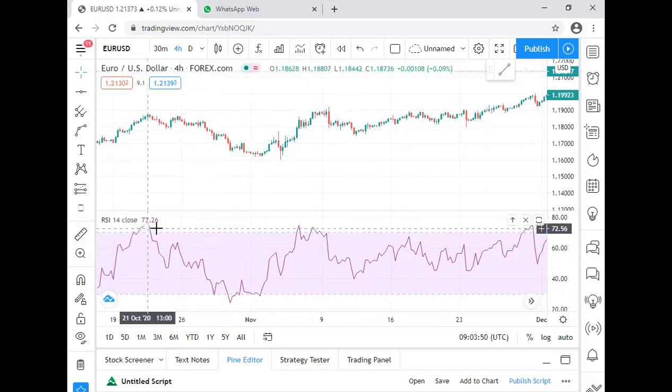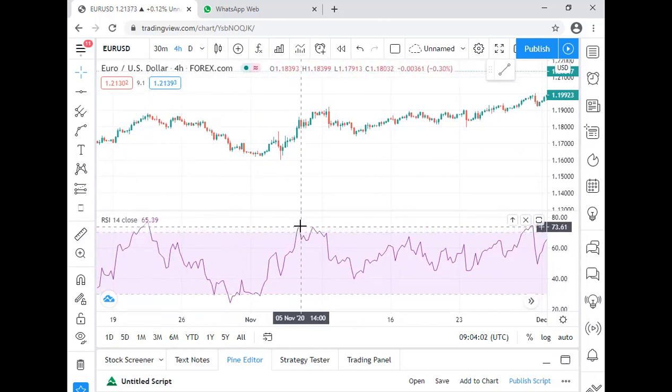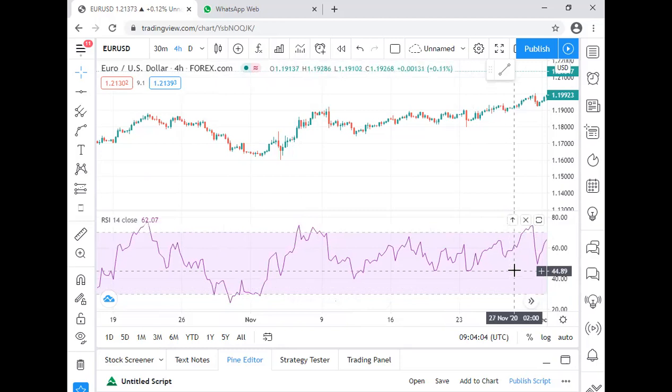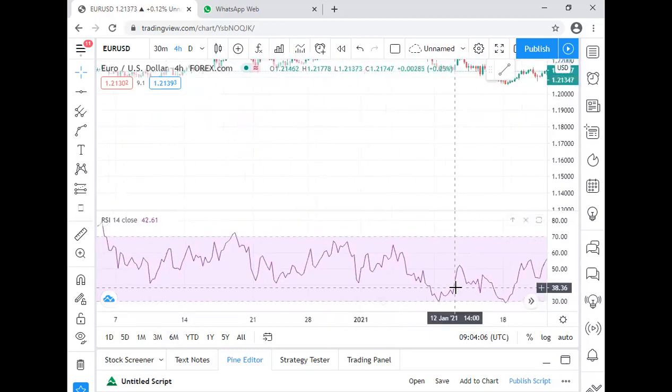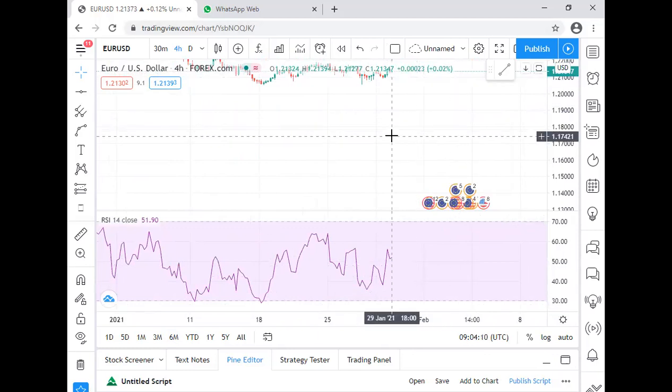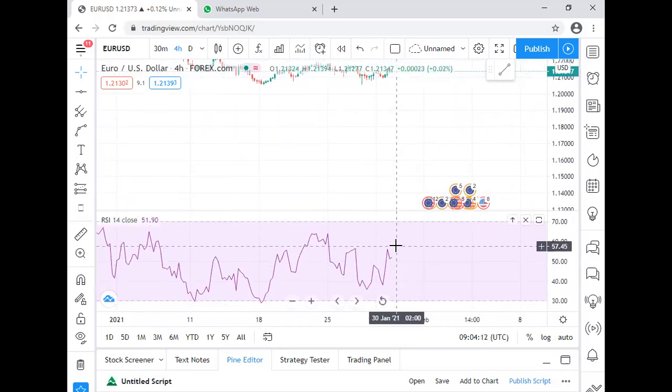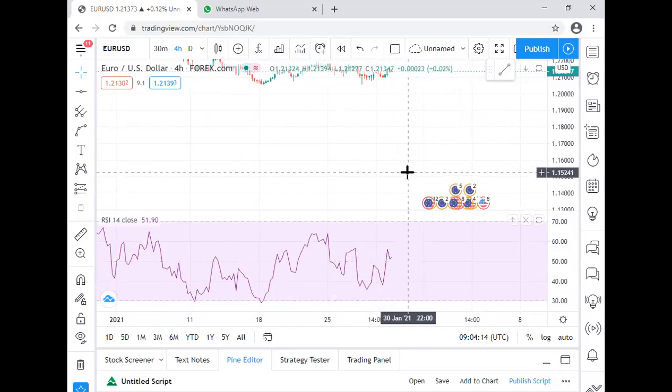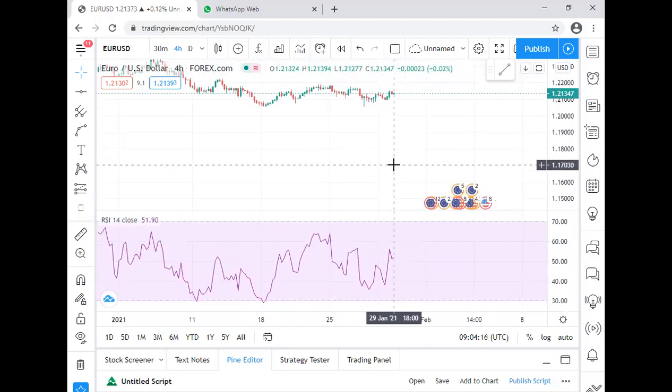this point here, this price moving here signals the price at which RSI is. So at this point now, it is at 77. If I come here now, it is at 65.39. So let me check where it is at current market price. At current market price, the RSI is at 51.90. So now, please take note of this.